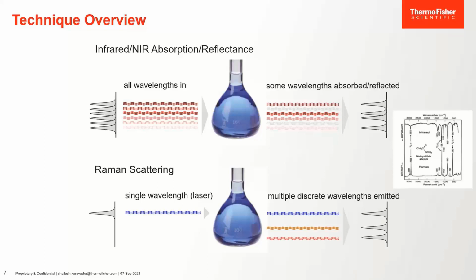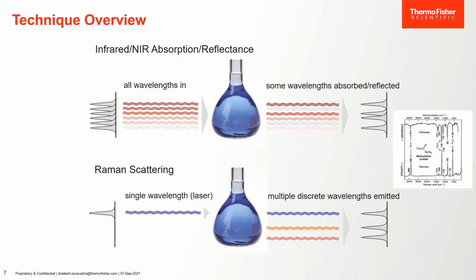However, with Raman scattering, we use a single wavelength laser source. Typically this is a 785 nanometer laser, so you can say it emits in the near infrared. Most of the time it's a 785 nanometer laser, which is typically used in pharmaceutical analysis, but we can do the analysis with 532, 633, and so on.